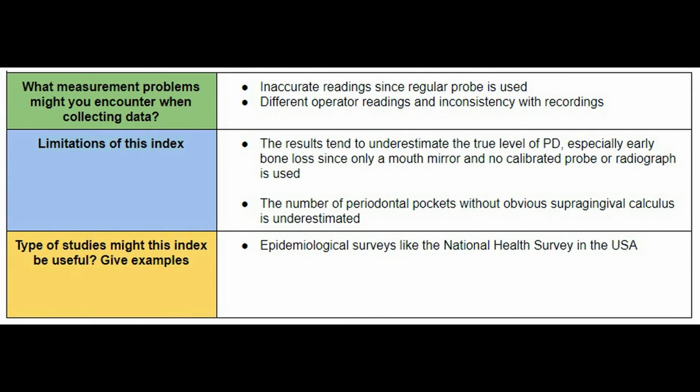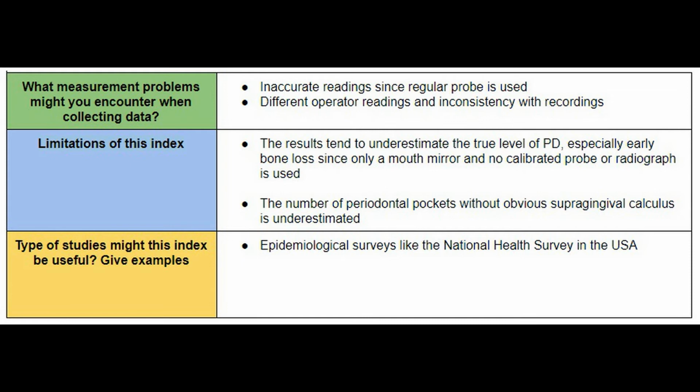There are some limitations for this index. First, the results tend to underestimate the true level of periodontal disease, especially early bone loss, since only a mouth mirror and no calibrated probe or radiograph is used. Second, the number of periodontal pockets without obvious supragingival calculus is underestimated.